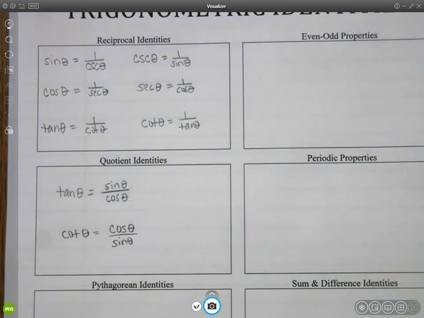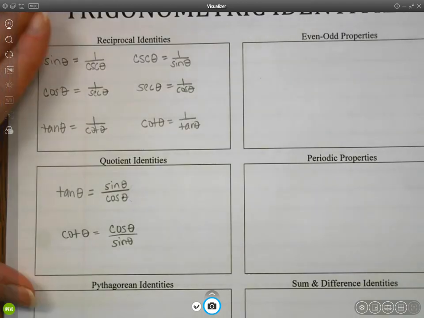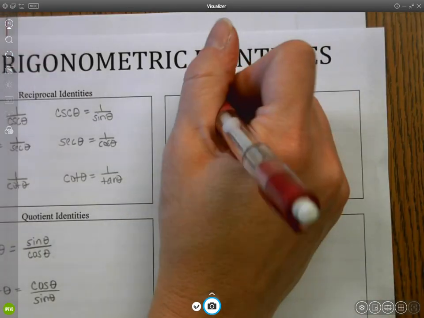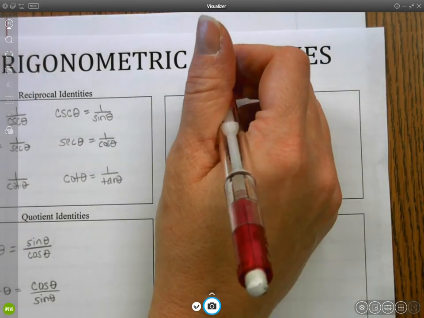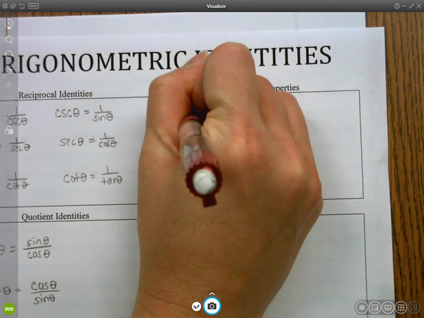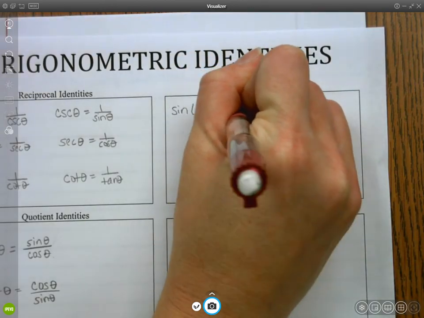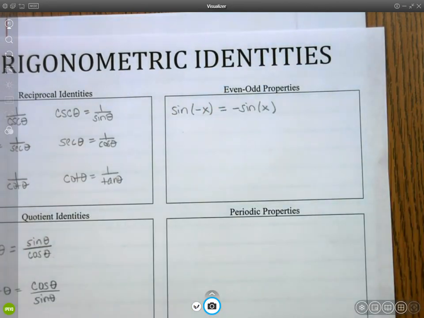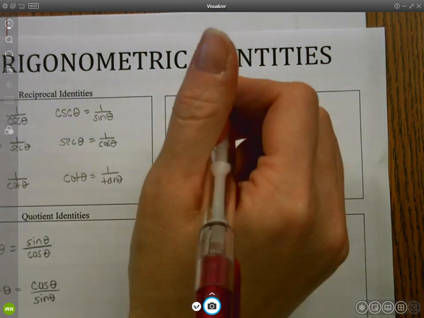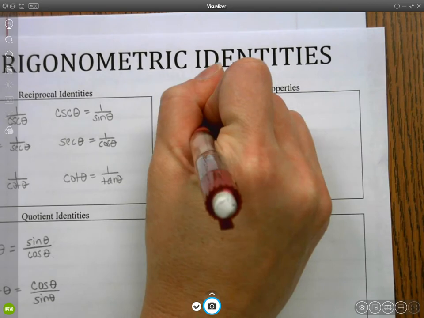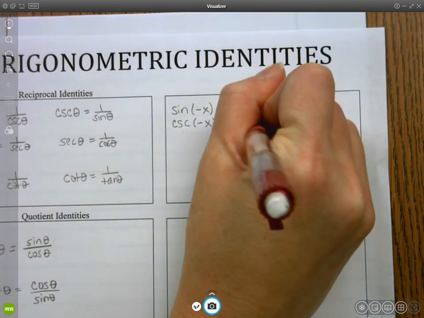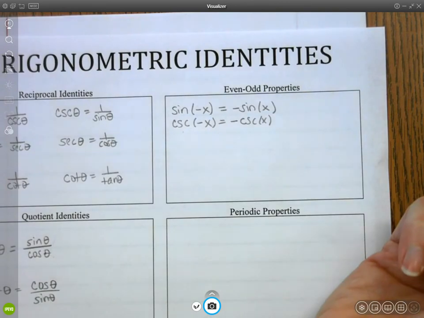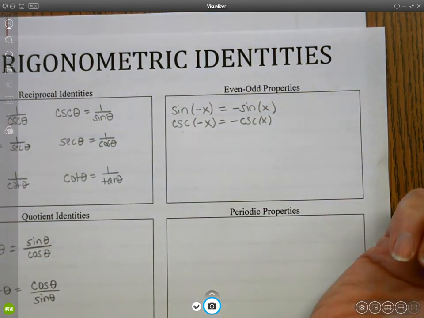All right, so some other ones that we need to know are even and odd properties. We learned this back in chapter 4. We said that sine is an odd function. So if I do sine of a negative angle, I get the opposite answer. So sine of 30 and sine of negative 30, one is 1/2 and the other is negative 1/2. With cosecant, since those are reciprocals, it's going to be the same. You can use x or theta anytime you're talking about a variable. It doesn't matter which one.